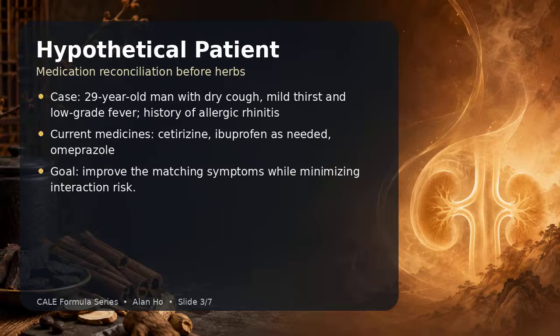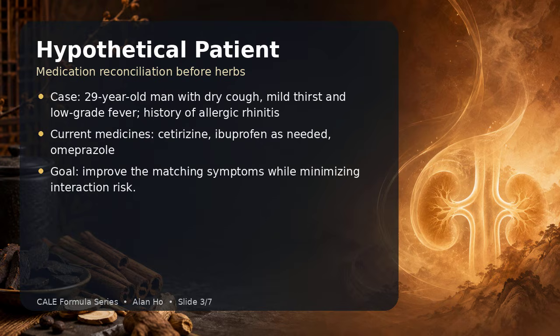My hypothetical patient is a 29-year-old man with dry cough, mild thirst, and low-grade fever. History of allergic rhinitis. The current medicines are cetirizine, ibuprofen as needed, omeprazole. This case gives a plausible reason to consider Sang Ju Yin, but it also creates interaction questions.